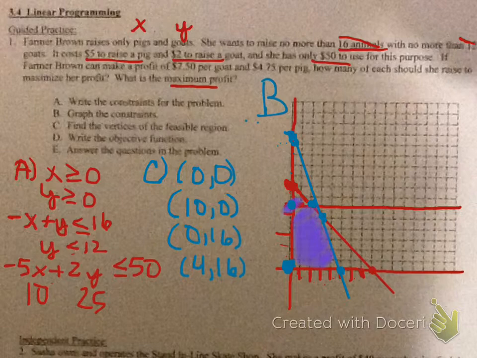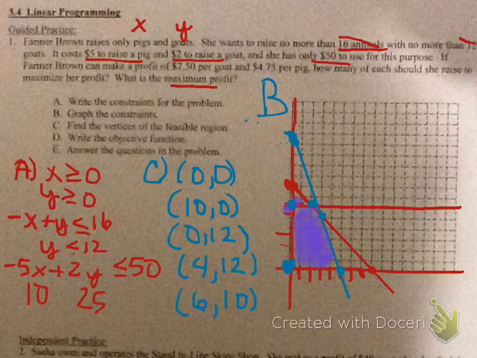Oh, I'm sorry. I made a mistake. It's not at 16. It's at 12. I need to learn how to count, apparently. It's at 12, so that's at 4, 12. And think about this. Another way I could tell I made a mistake: 4 plus 12 is 16, less than, so that keeps me within the constraint of being less than 16 animals. But when I said 4 and 16, that would have been too much. So this point right here is at 6, 10. Again, notice how that stays below. Okay, so those are my 5 vertices.